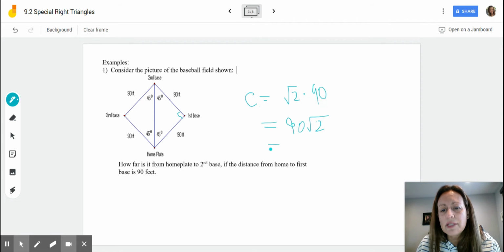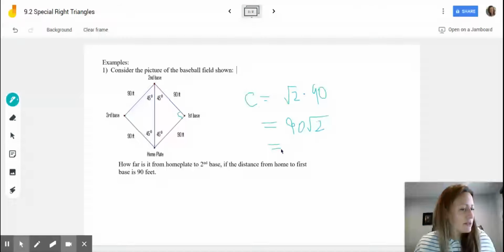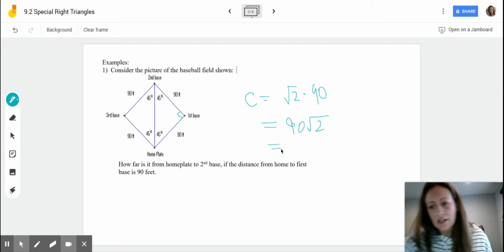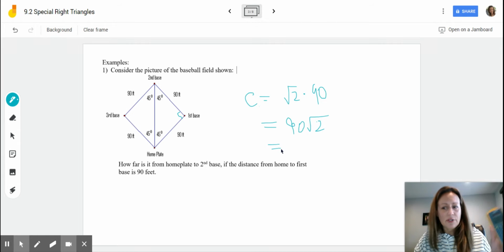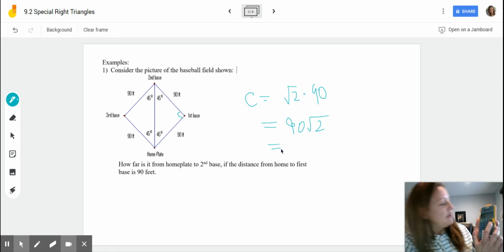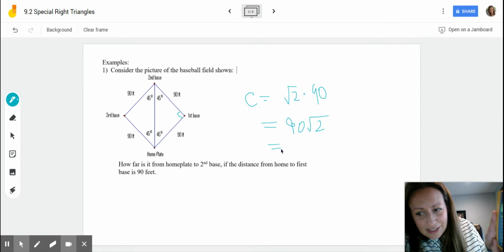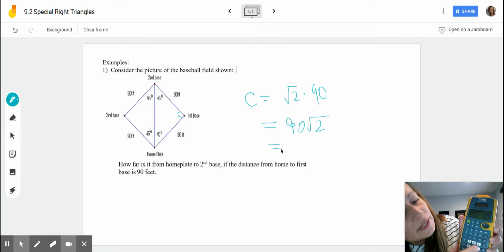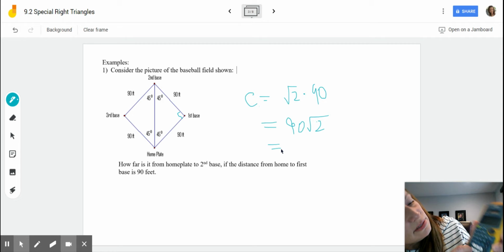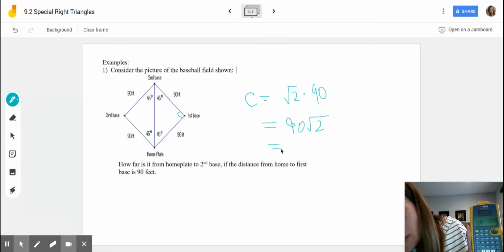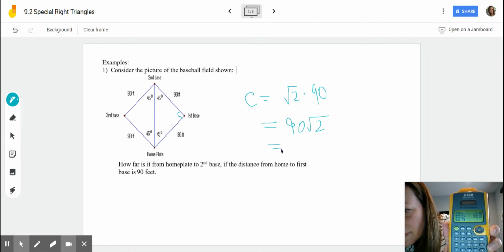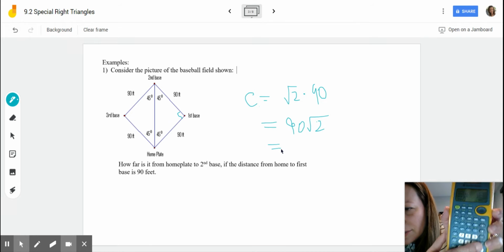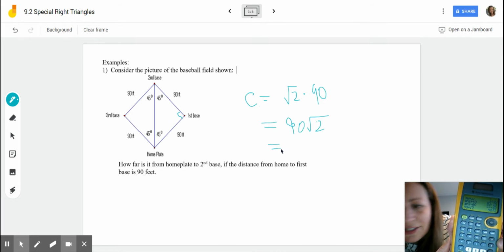But if you're talking about a baseball field, most people don't want to talk in terms of radicals, so we would probably plug this into a calculator to get the approximate value. And I'm going to use one of these calculators from school. I don't know if you guys can see this on the screen. I will try to hold it so that you can. Going to plug in 90 times second square root of 2. I'm going to press enter. Notice that when I press enter, my calculator just says 90 square root of 2.